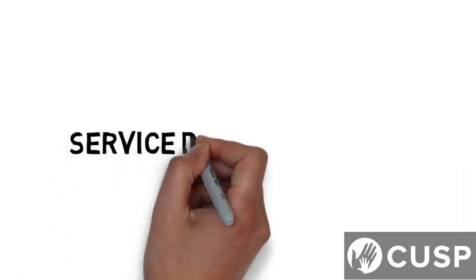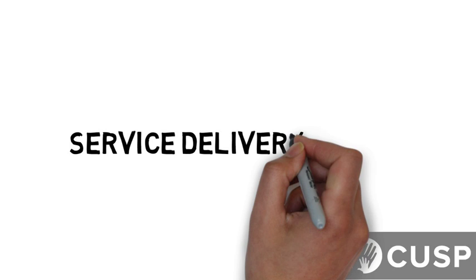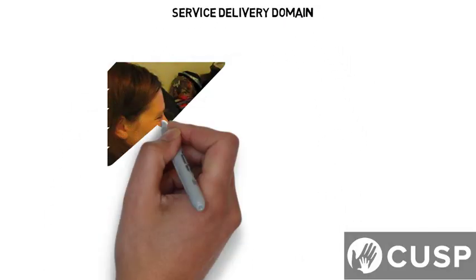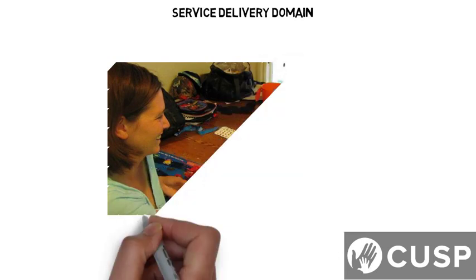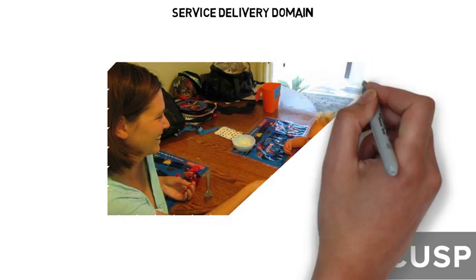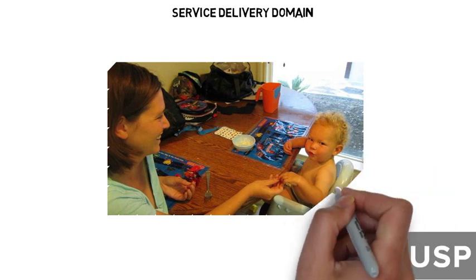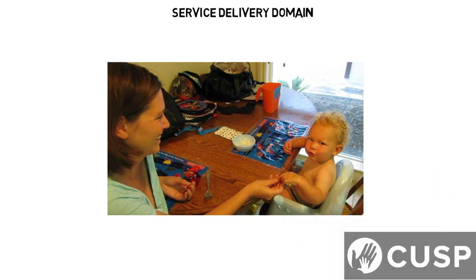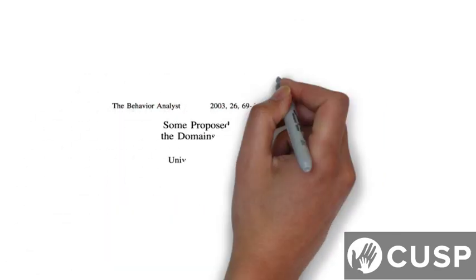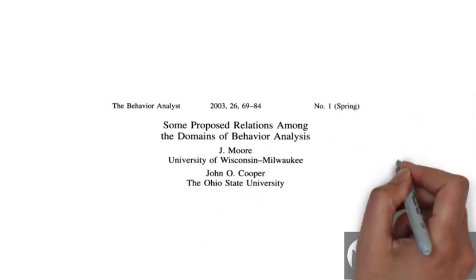Research from the applied domain is then used to develop interventions for specific individuals. This is the service delivery domain. In this domain, the focus is on the desired outcome, and A/B experimental designs are often used. For example, we can use the applied research on schedules of reinforcement and functional communication training to design a specific treatment package for a client. You can read more about the 4 domains in Moore and Cooper's 2003 article published in the Behavior Analyst.